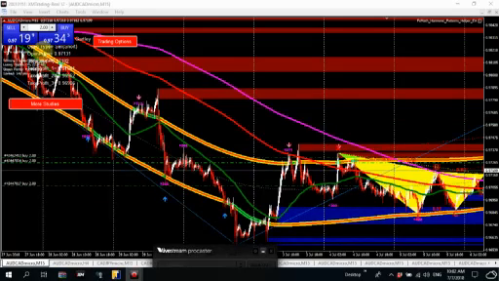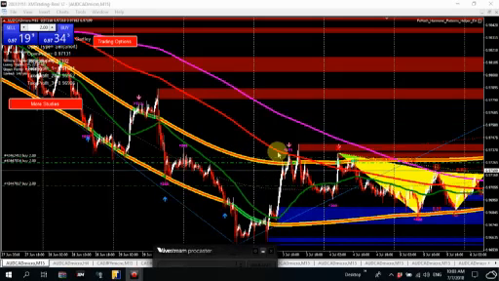And if you look, I have a channel here. This big yellow stuff is a channel. It's trending down, it's below the moving average, it's trending down. Okay, it's a downtrend.